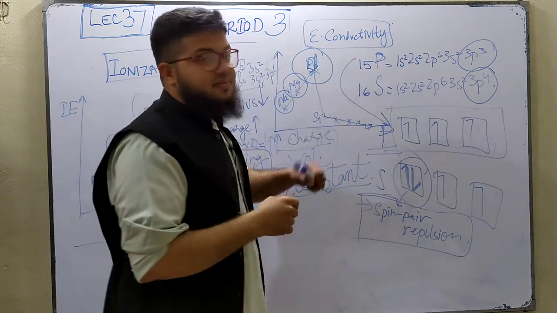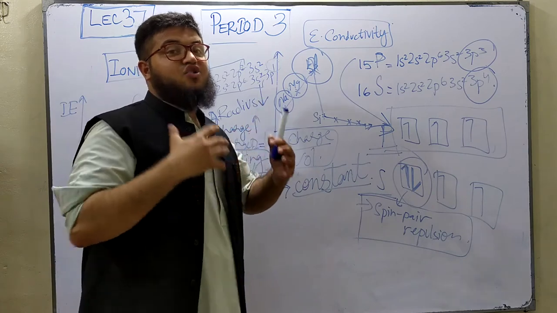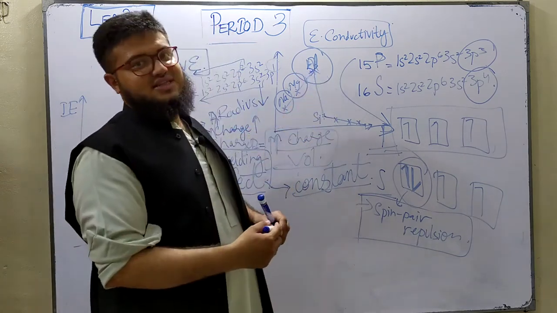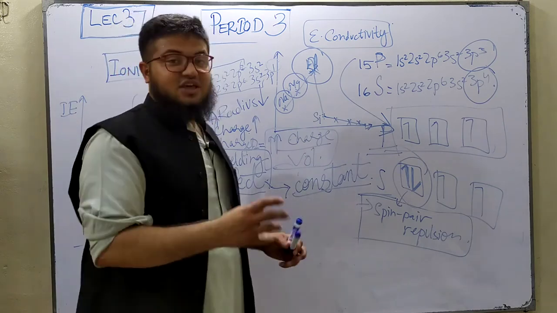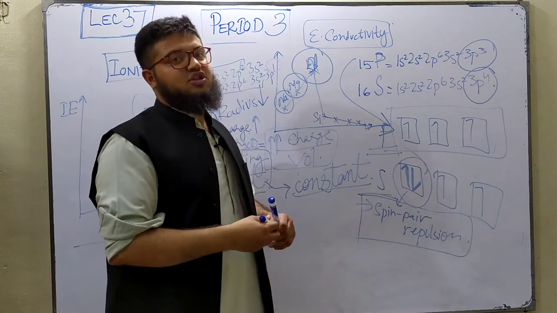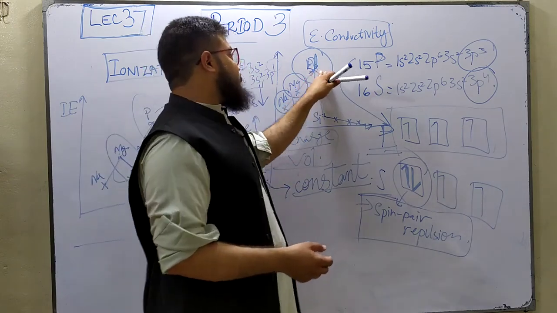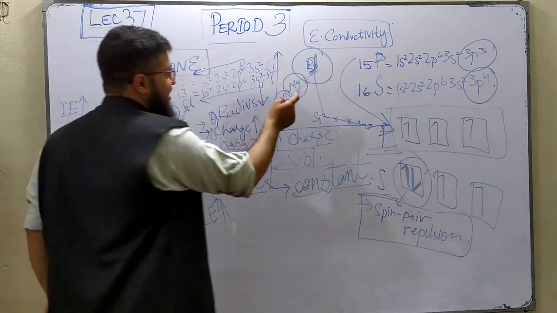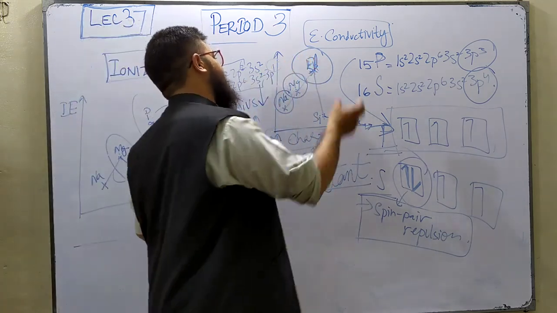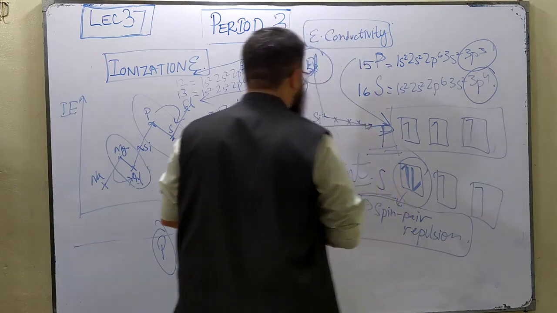So in case of aluminum, there are a greater number of outer shell electrons provided to the sea of delocalized electrons. So I can say that the sea of delocalized electrons of aluminum is more concentrated with electrons. It is rich in electrons, so therefore it is going to conduct electricity most efficiently.